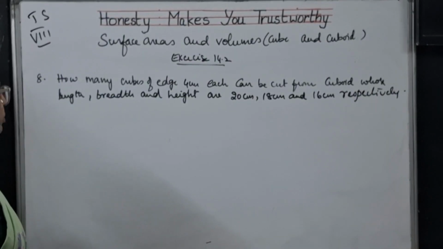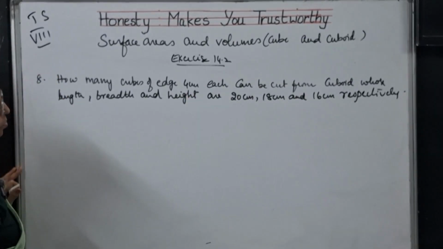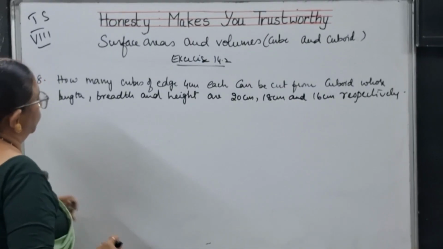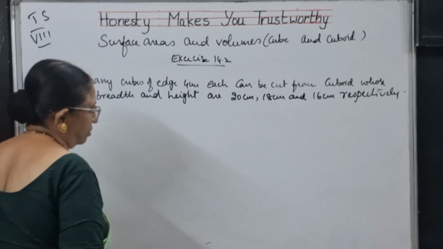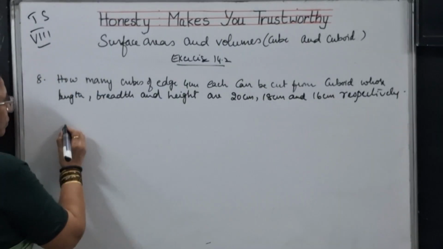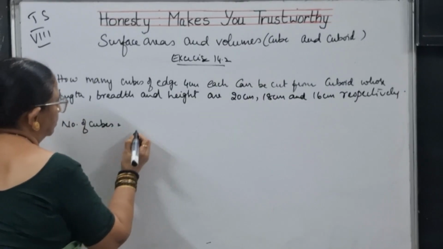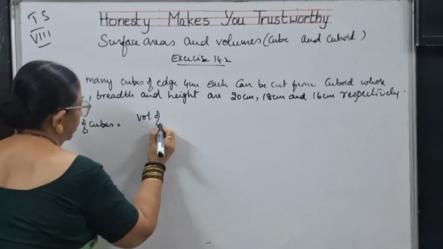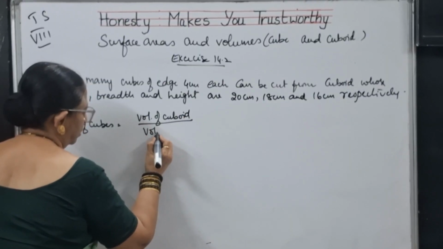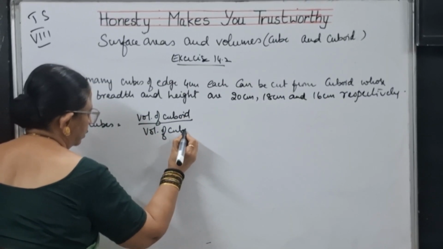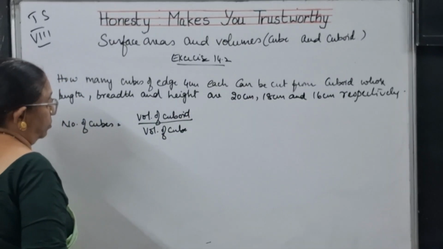Eighth question. How many cubes of 4 centimeters each can be cut from a cuboid whose length, breadth and height are 20 centimeters, 18 centimeters and 16 centimeters respectively? So, the number of cubes, how will you find it out? This is nothing but the volume of cuboid by the volume of cube. Total cuboid volume divided by cube volume.